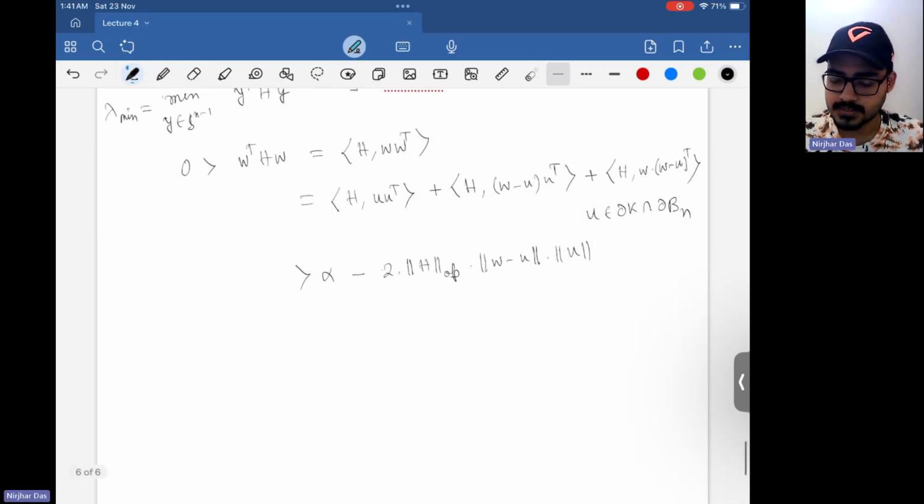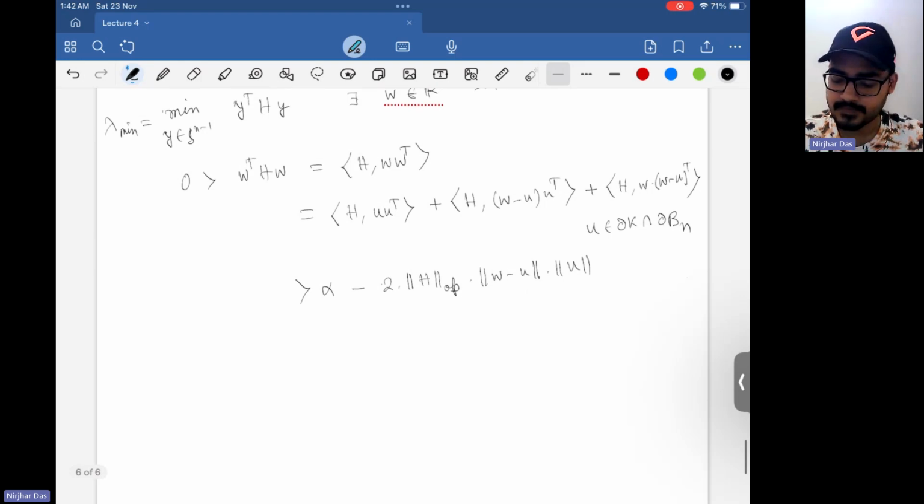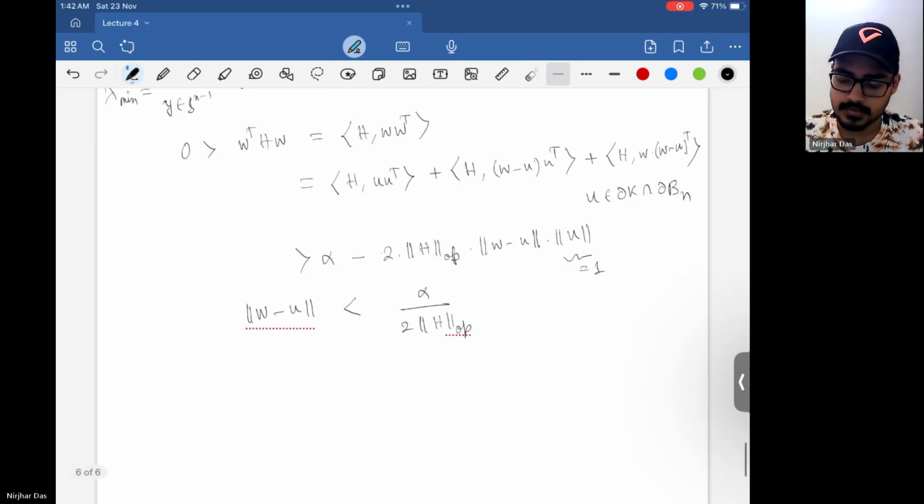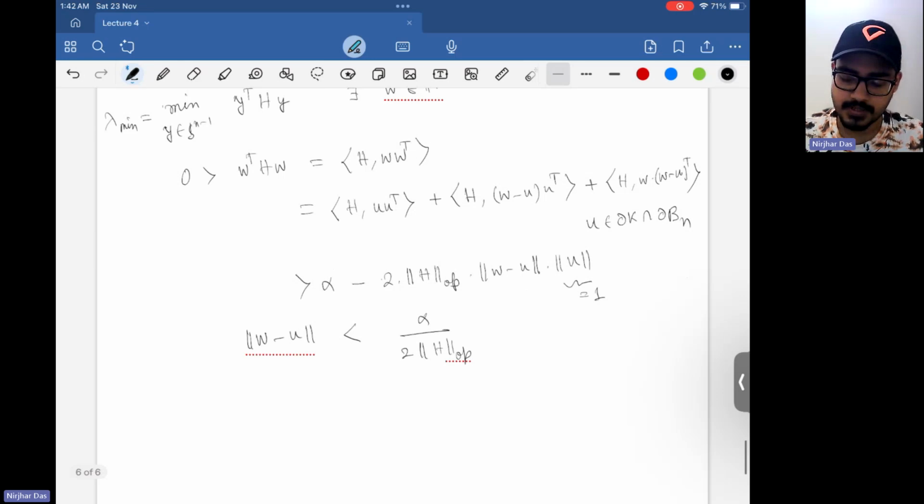And this basically just means that this is just a Cauchy-Schwarz and using the definition of the operator norm. And now, if you have your w, basically this means that the norm of w minus u is strictly less than alpha by 2 times norm of h. So note that this is equal to 1. So this happens, right? And what does this mean?